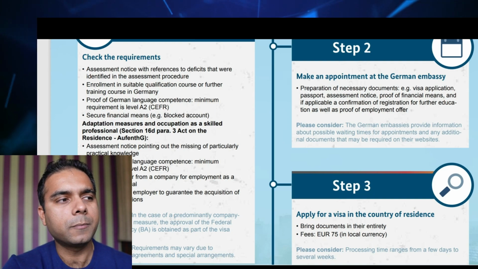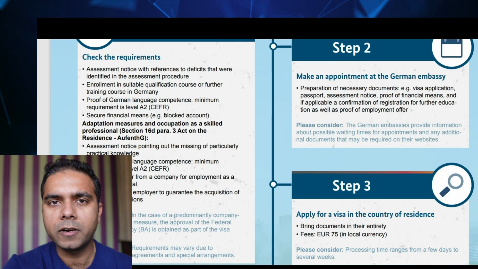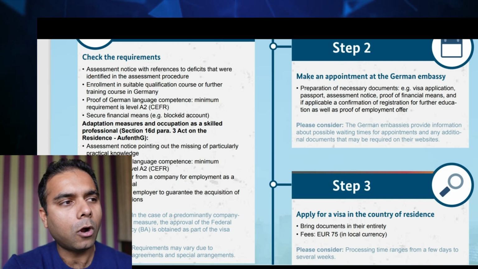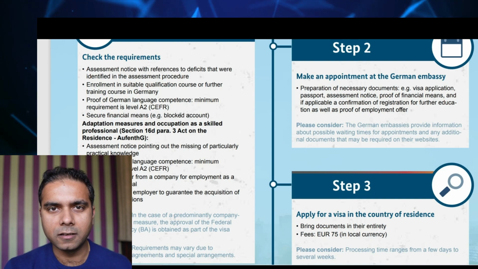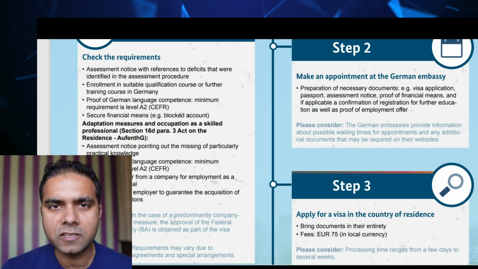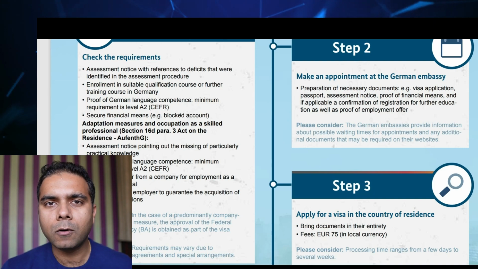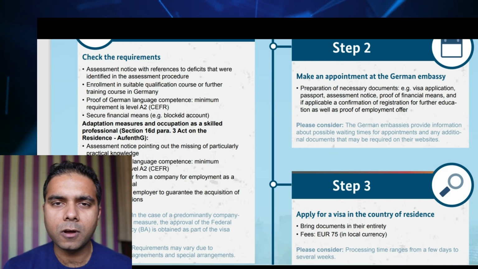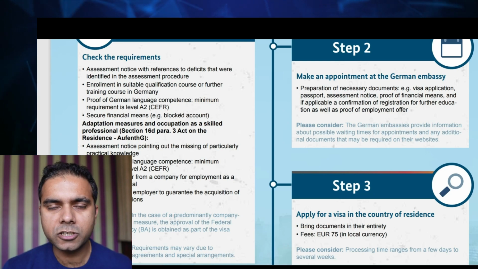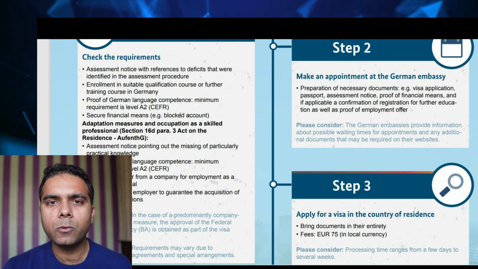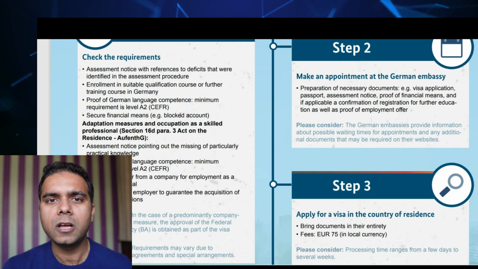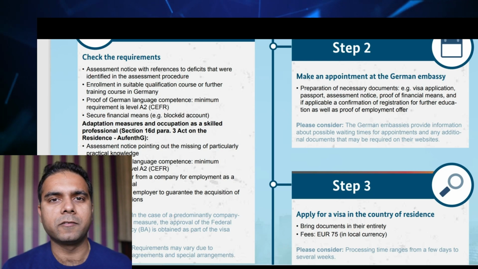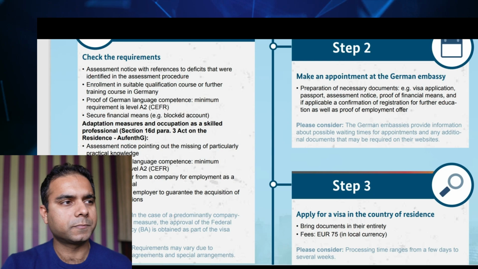Secure financial means, the blocked account, that is the 11,200 euros. Now, at the blocked account, I would say that if you plan to come directly for 1 year, that means you're applying for a 12 months visa, then you require that 11,200 euros. But if you are applying only for say 6 months with one hospitation, one Fachsprachprüfung course, then you require only half of that money. You don't require the entire 11,200, but you require 5,600 or 5,500 or whatever.